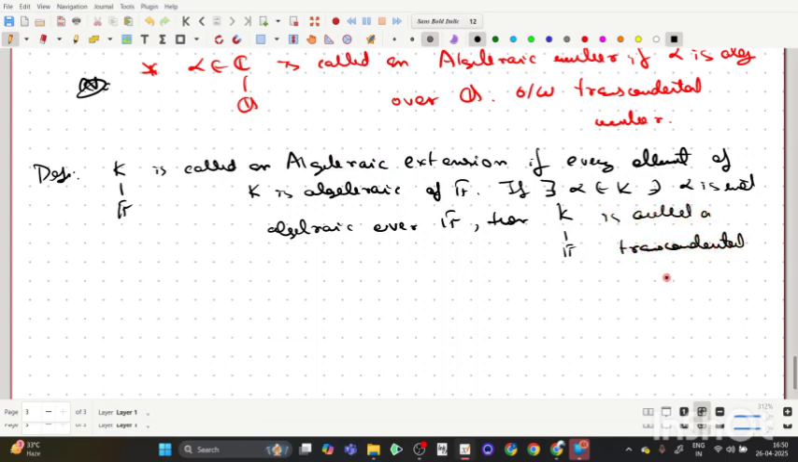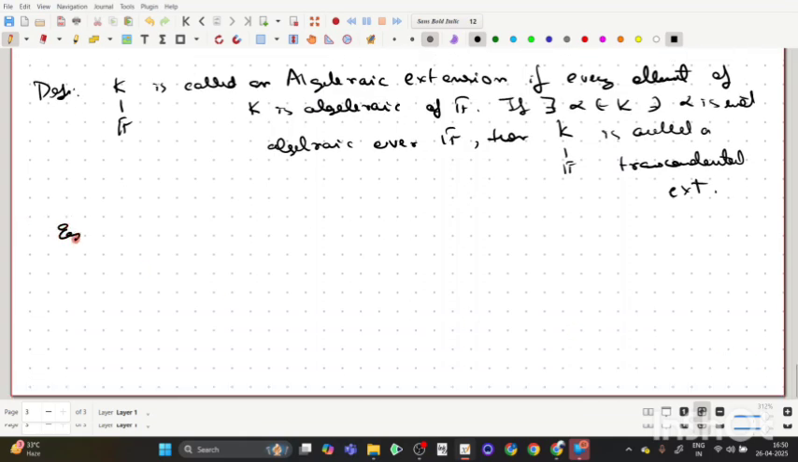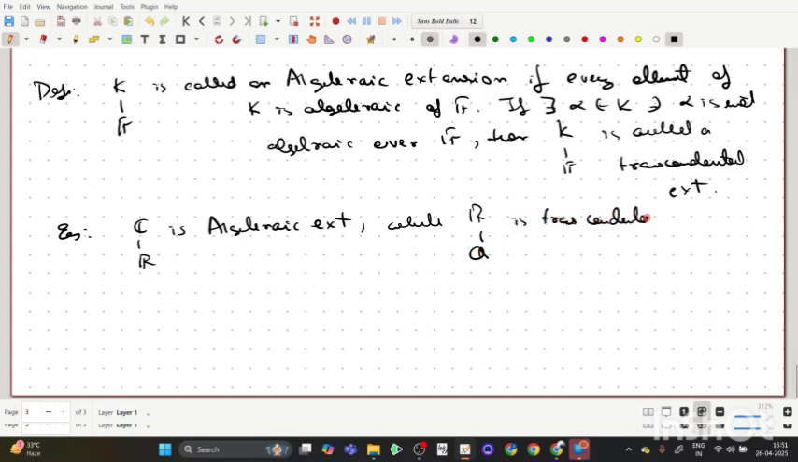Is called a transcendental extension. Clear? Okay. Some immediate examples. Example: C over R is an algebraic extension, while R over Q is transcendental. Why? Because there exists the element pi which is not algebraic over Q, right? Fine. So C over R is an algebraic extension.